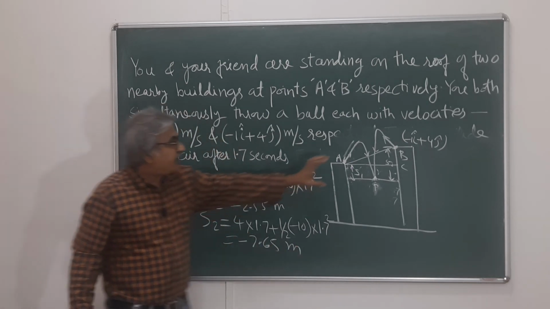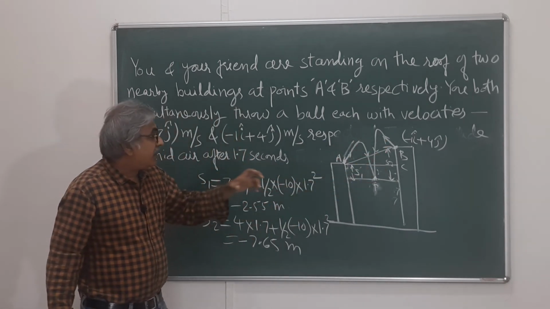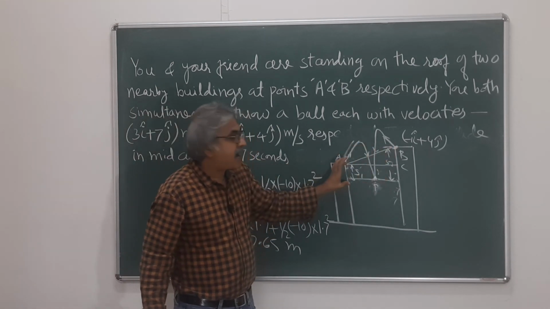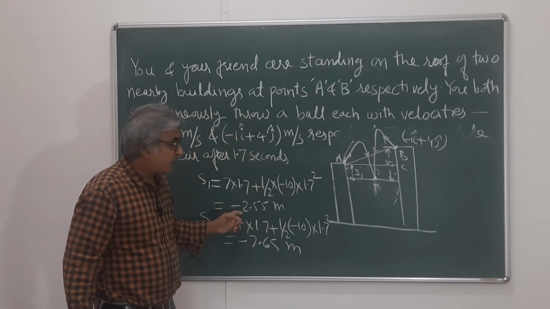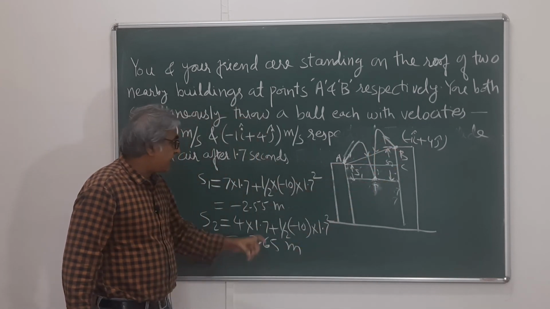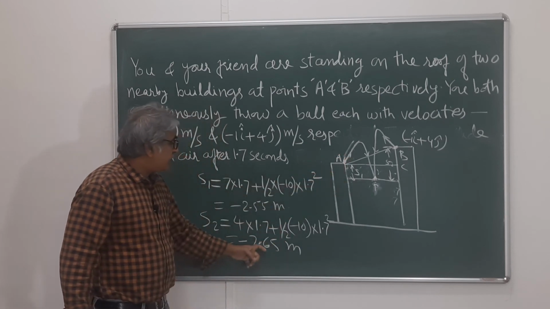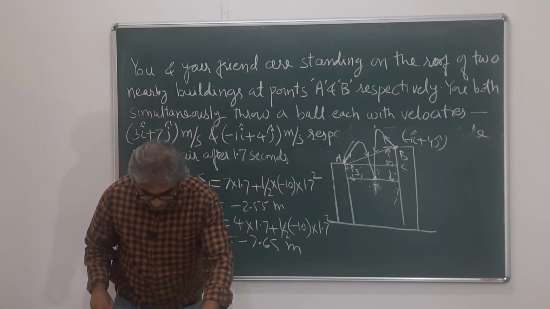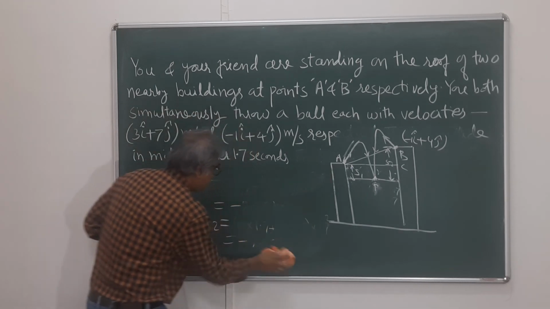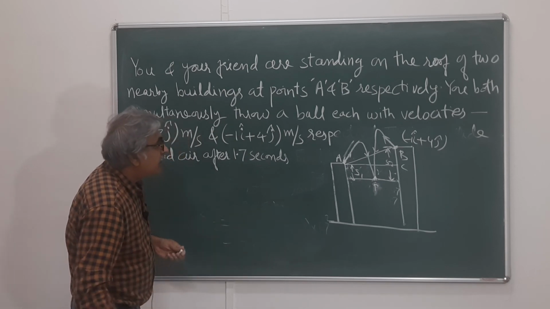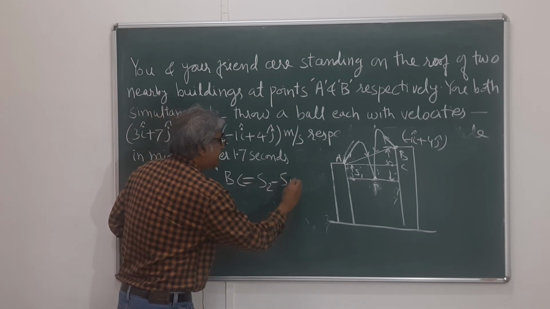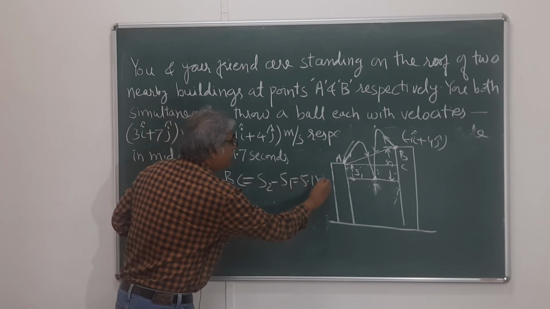So if you want to find out BC, this is going to be 7.65, right? Because we want to find out this. So this minus this. Now you don't have to consider signs, because we want to find out this distance. This distance S2 is 7.65. This is 2.55. So 7.65 minus 2.55 is going to give you 5.1, right? So BC is equal to S2 minus S1, which is 5.1 meters.